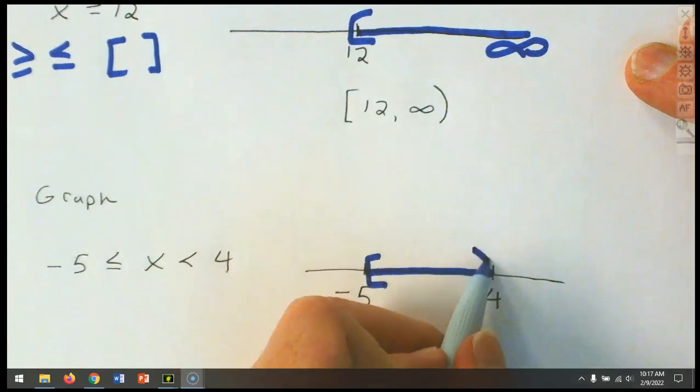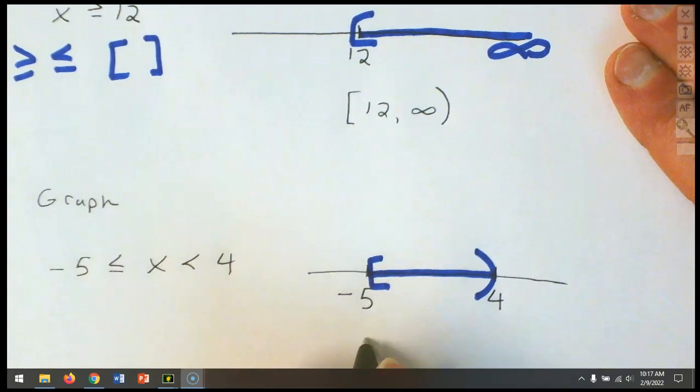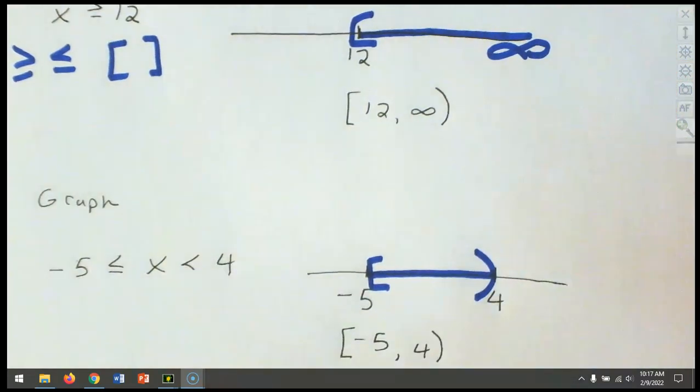+4 gets parentheses. And so what's it look like in interval notation? From left to right, -5 with square bracket, comma 4 with what? With parentheses, right?